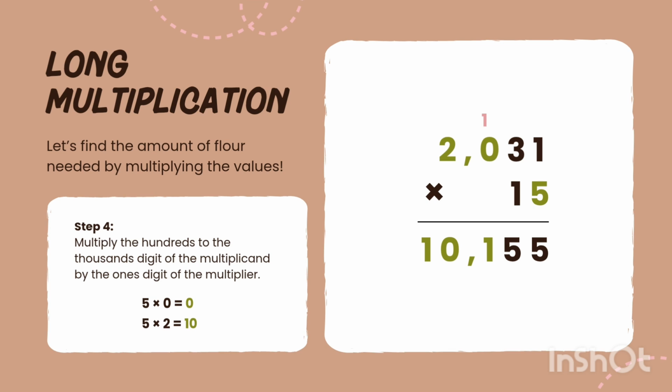Step 4. We multiply the 100 to the 1000 digit of the multiplicand by the ones digit of multiplier. So 5 times 0 is 0. And don't forget to add the carried over 1, that makes it 1. Now multiply 5 and 2. So 5 times 2 is 10. So our first partial product is 10,155.